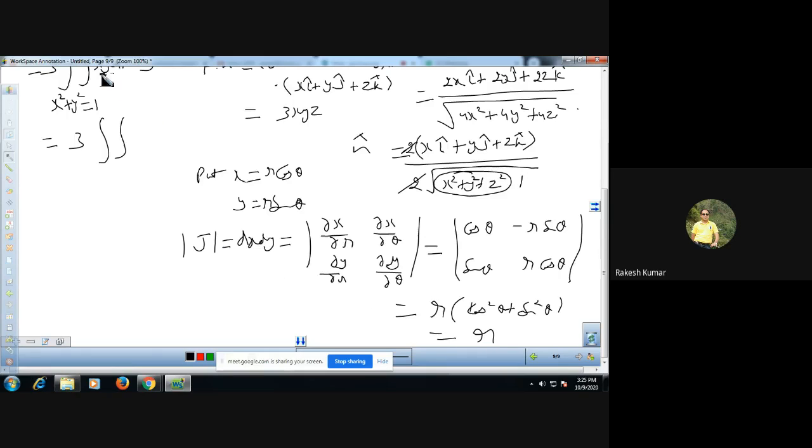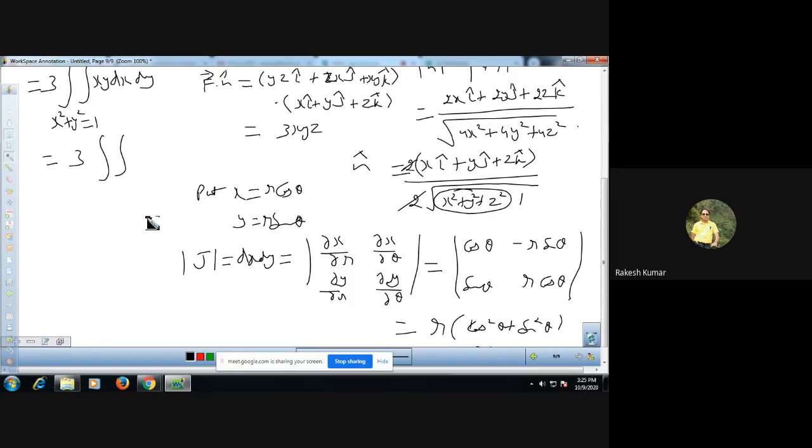So ultimately you can put the values. The value of x is r cos theta and y is r sin theta. So we get r square cos theta sin theta, and dx dy will be substituted as r dr d theta. So this is the way to substitute. And now you can integrate it.